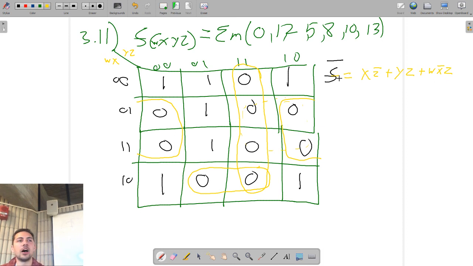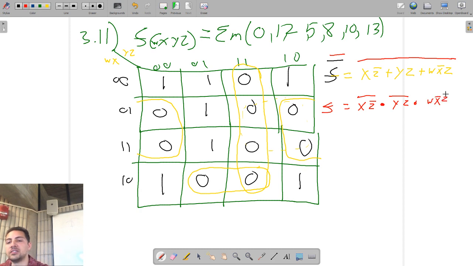Now, that is still a sum of products representation, but it's a sum of products representation of F bar. So, invert both sides. If you invert F bar, you're back at F. F now equals X, Z bar, NANDed together, ANDed with Y, Z, NAND, ANDed with W, X bar, Z, NANDed together. Which is still not enough. There's not even a sum in here anymore.